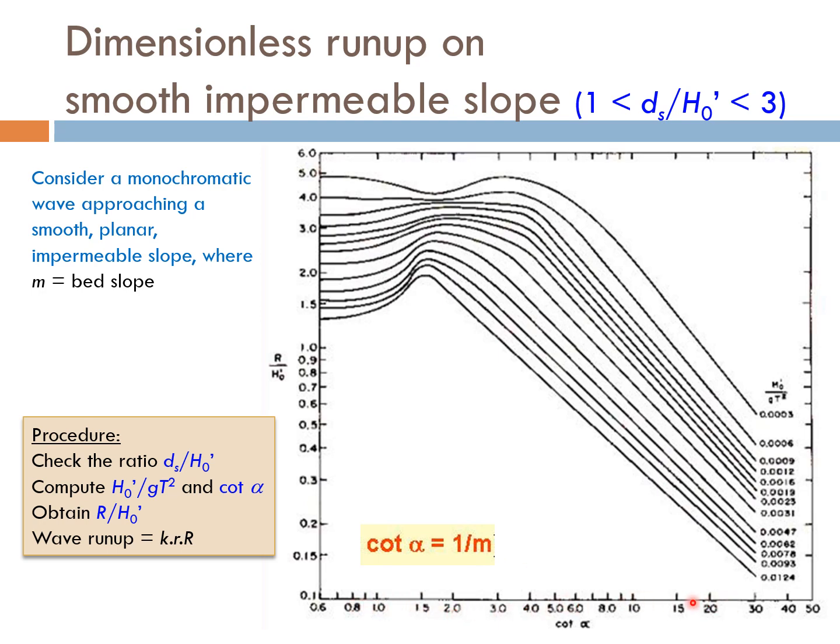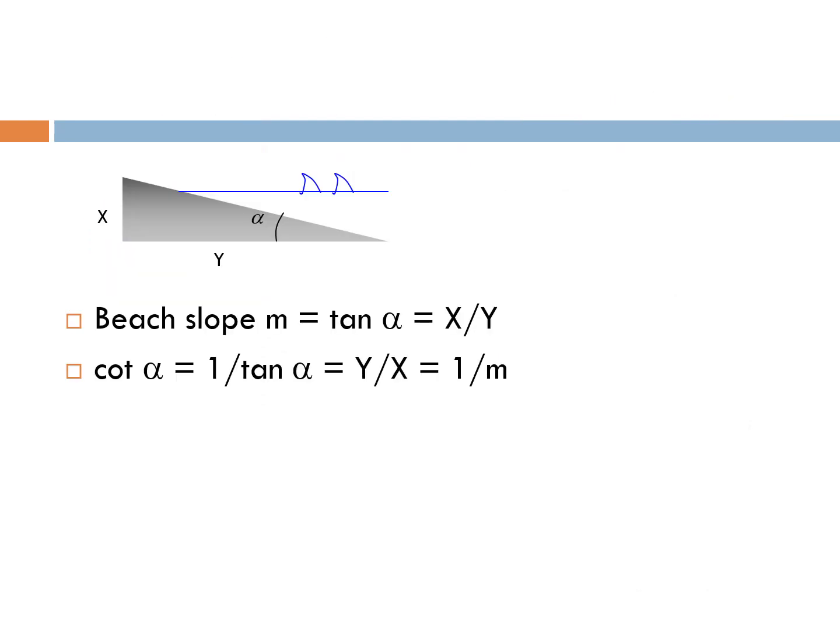Now once we find the value here and we know which curve to read, we read across to get R over H naught prime, and based on that we will be able to calculate R, capital letter R, which is the theoretical run-up, and after that we will multiply with the correction factor k and the small letter r to obtain the actual wave run-up. Check this out and make sure you understand the relationship between m, tangent alpha, cotangent alpha.